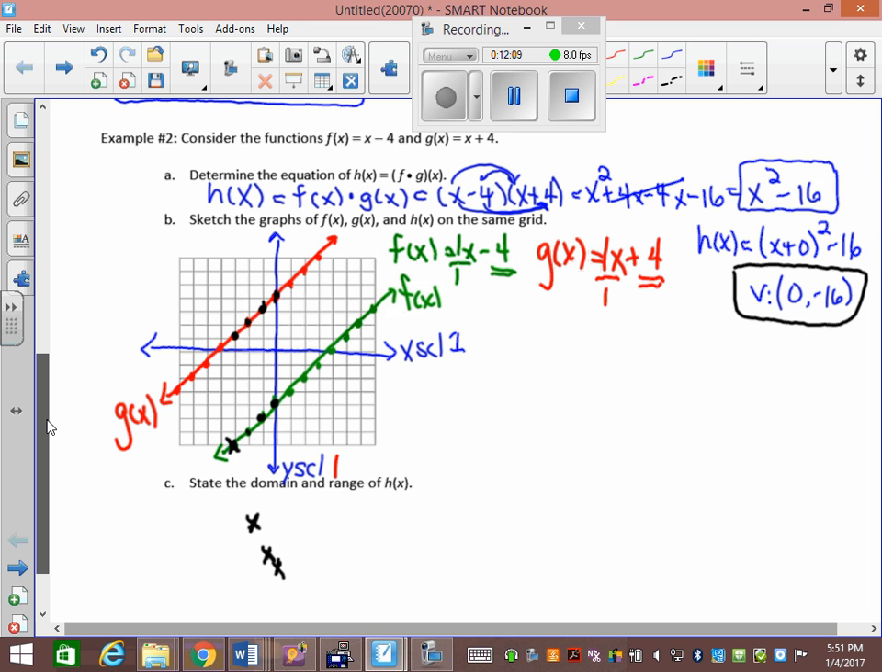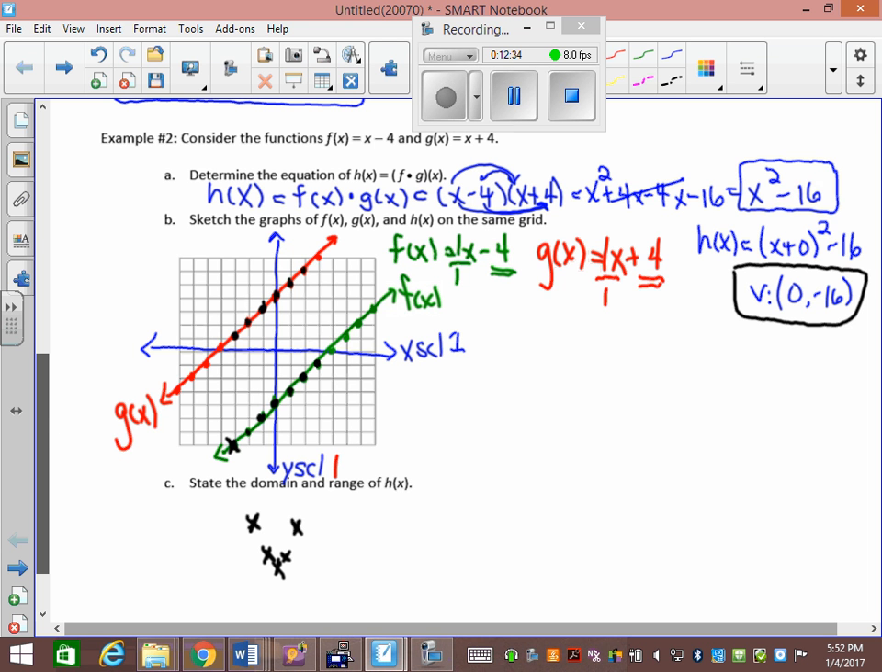So if I go to 1, f is at -3, g is at 1, 2, 3, 4, 5. So I'm at 1 and -15 again. Do you see how it's making a parabola here? Then if I go to 2, f is at -2 and g is at 1, 2, 3, 4, 5, 6. -2 times 6 is -12, so I'm going to be at 2 and -12, still forming that parabola.